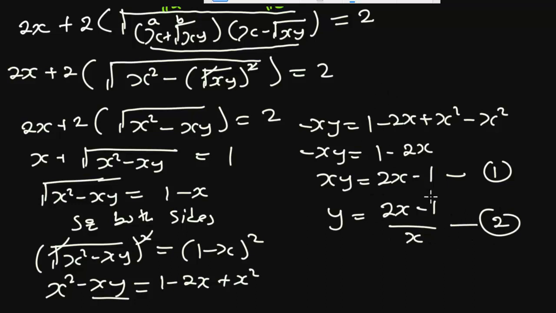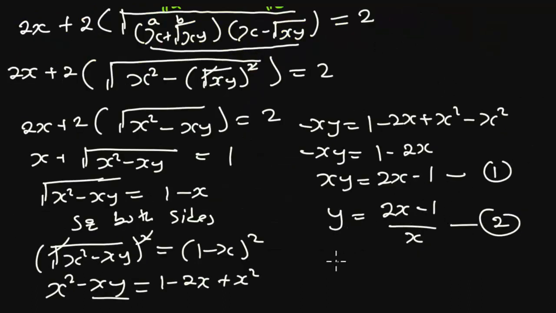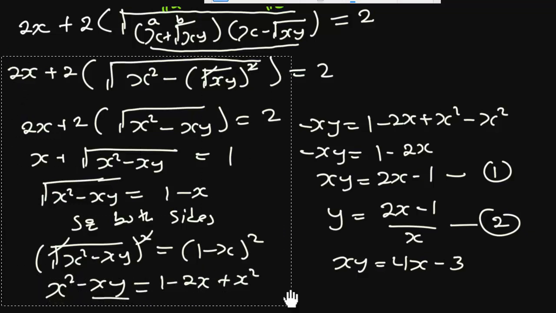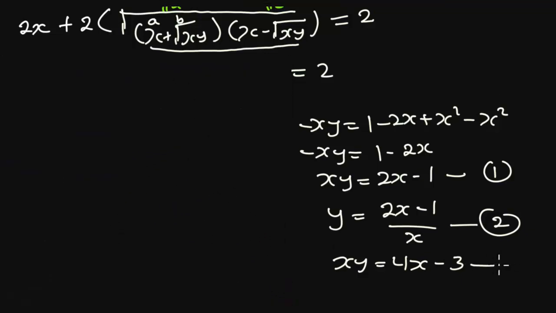From here, let's go back to the question. And from the question, we were given that xy is equal to 4x minus 3. So let us go back. So we were given that xy is equal to 4x minus 3. Now let me clean this side before. So when we compare this with equation 1, we can realize that the left hand side are the same. So we can say that 2x minus 1 is equal to 4x minus 3.